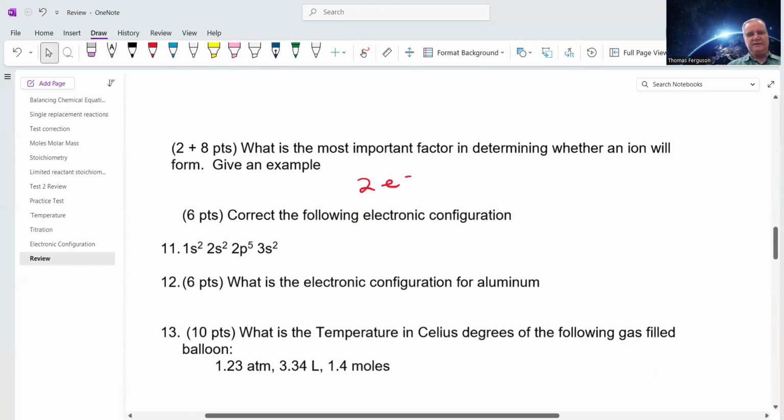All right, correct the following electronic configuration. What's wrong with this? Is the second one an extra credit question where it says what is the most important factor determining whether an ion will form? Give me an example.